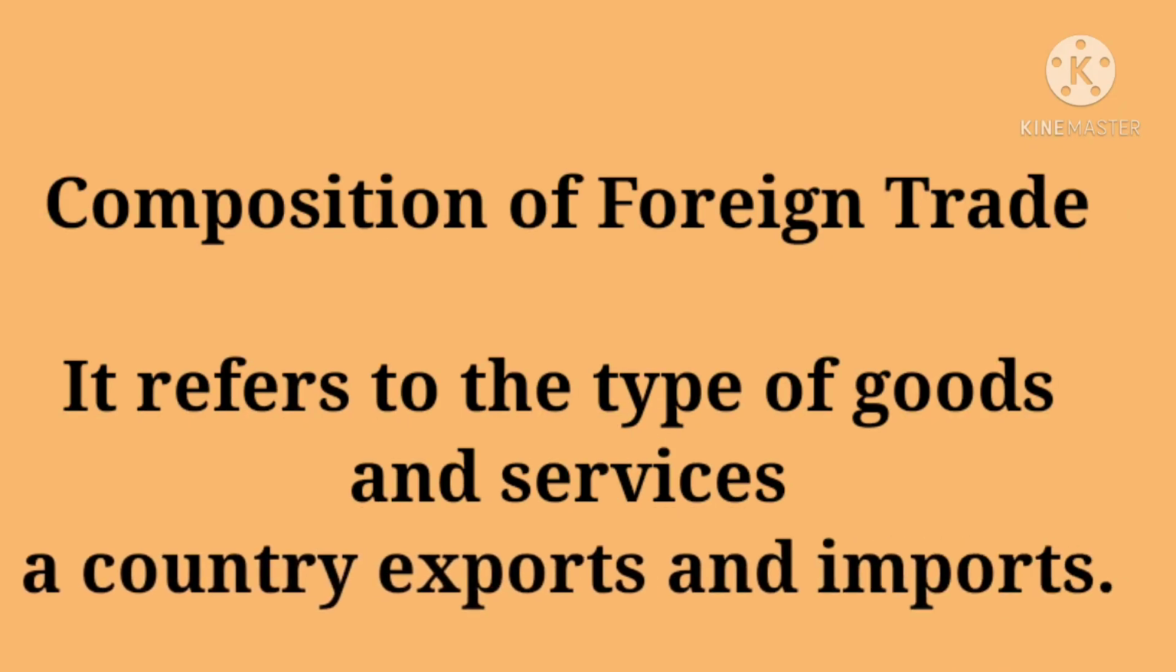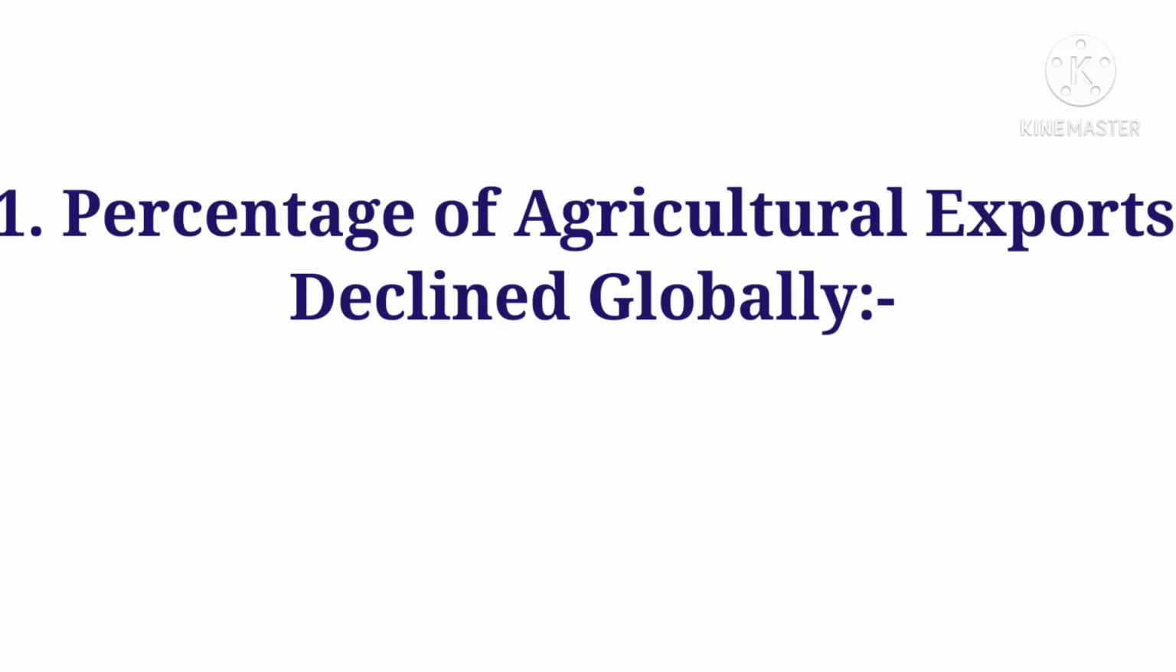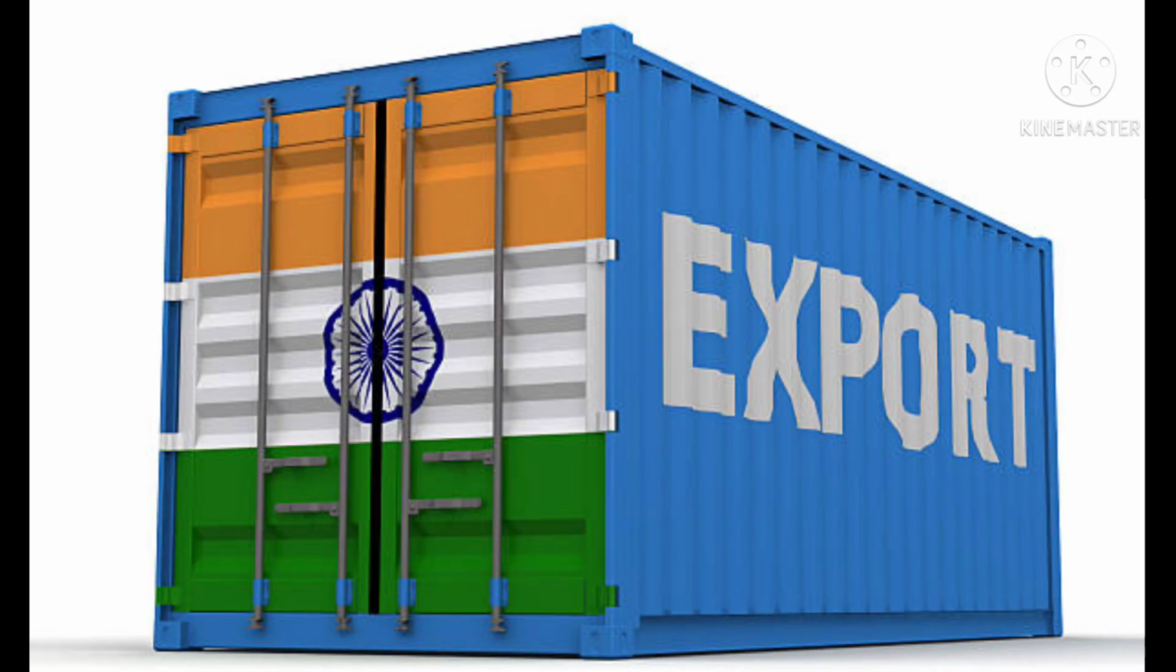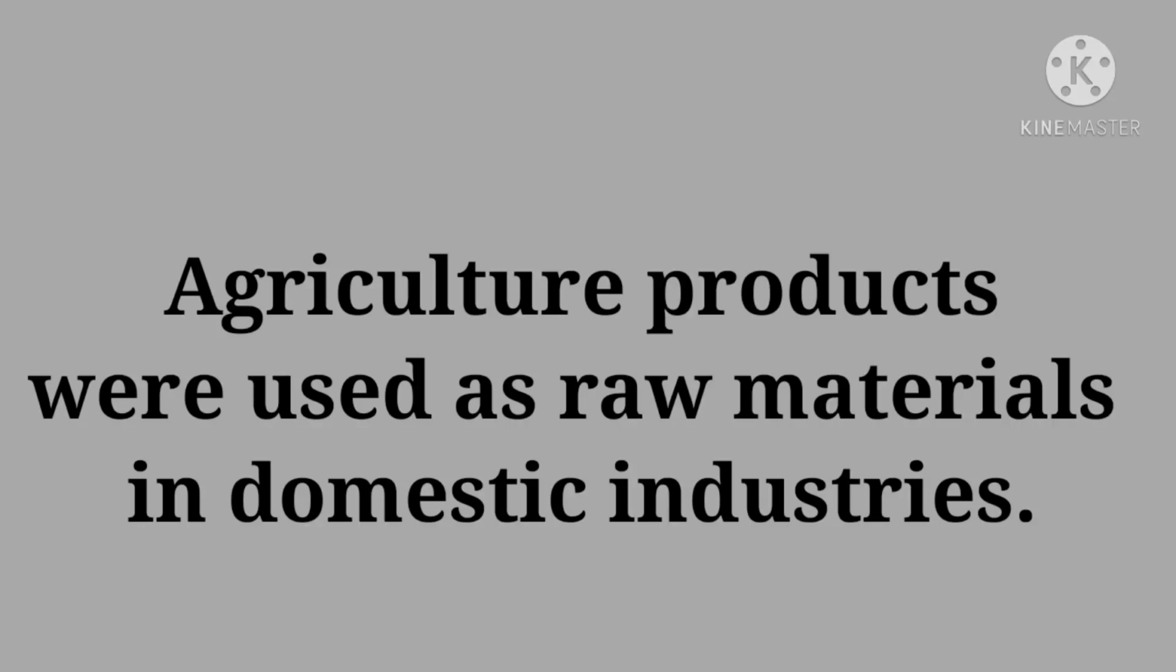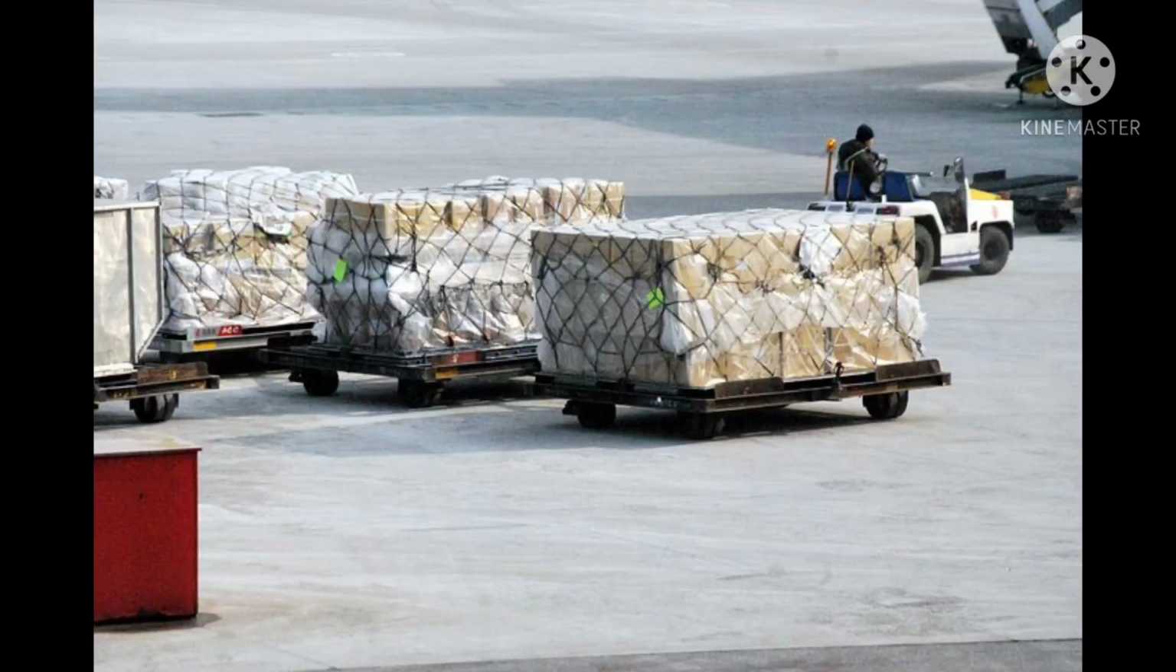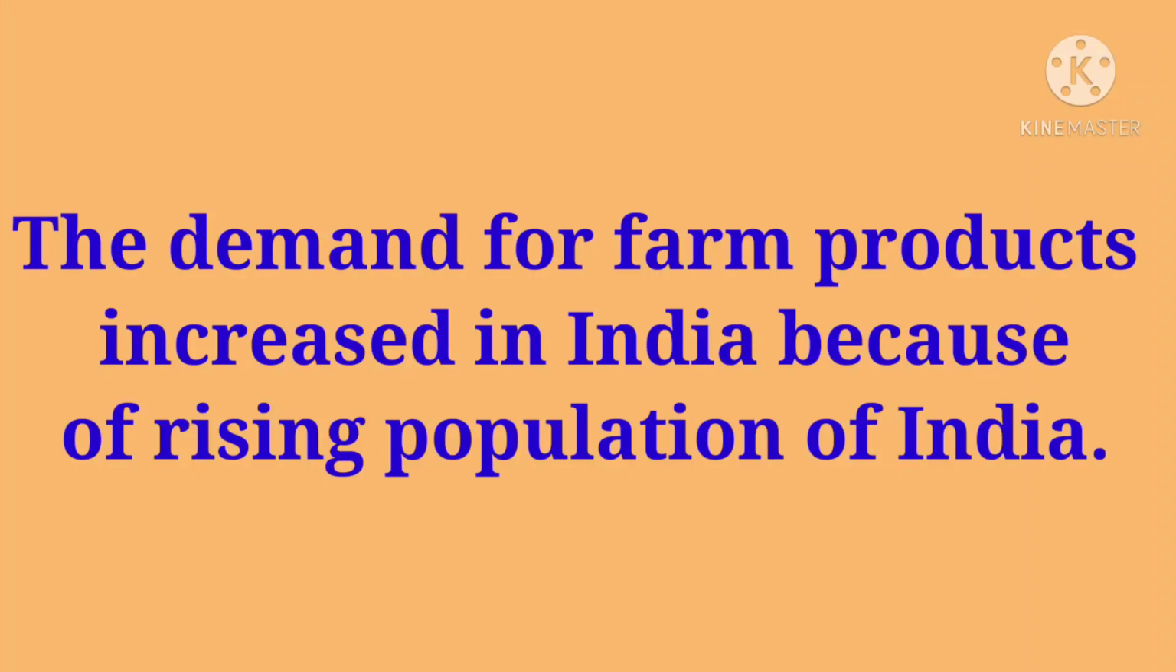What does composition of foreign trade mean? It refers to the type of goods and services a country exports and imports with the rest of the world. The very first impact on the composition of India's foreign trade, which was clearly visible, was a decrease in the percentage of agricultural products and exports in the global market. The reason behind this was that agricultural products were used as raw materials in Indian industries to make agro-based products, and the demand for these farming products had increased in the country because of the increase in the population. So these were the two main reasons.